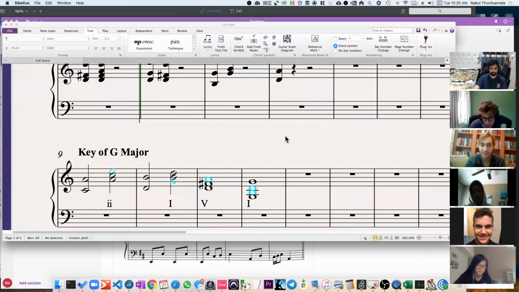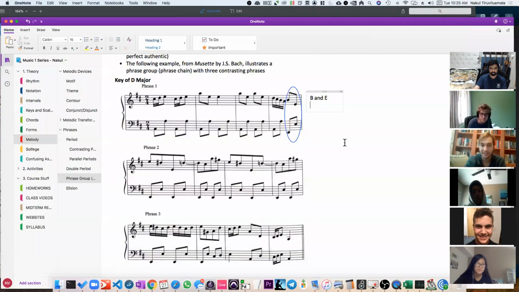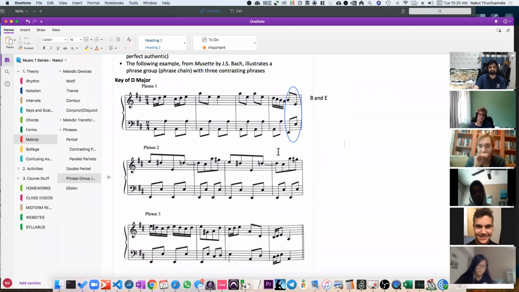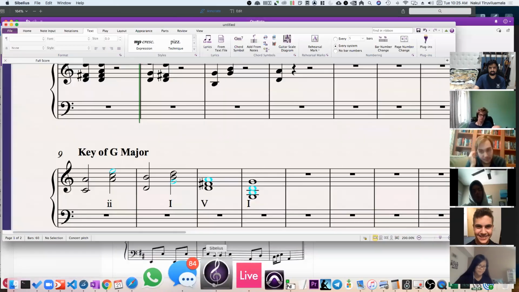It looks like we can't see what you're typing in there. Oh, there it goes. You can see it now? Oh, it might have just lagged out for a second. Just lagging. Yeah. So what we have here is a B and an E.